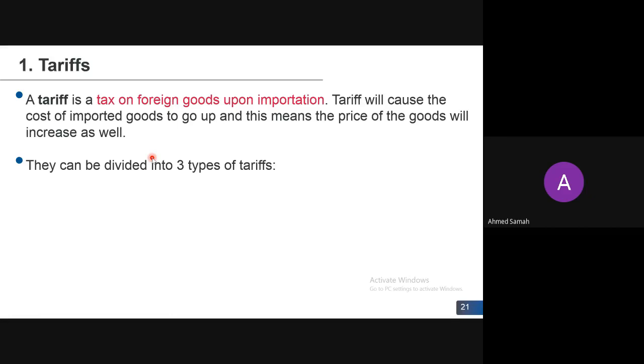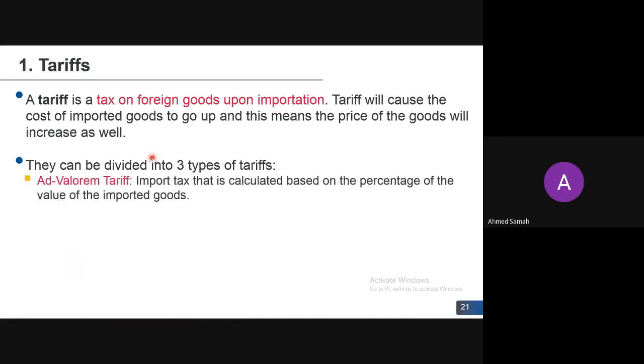So as I said before, tariffs can be divided into three types, one of which is ad valorem tariff. So this is basically an import tax that is calculated based on a percentage of the value of the imported goods. So they will have to pay a percentage of the import bill. For example, let's say we spend $20,000 on a car. Then a percentage of that 20,000 is paid as ad valorem tax.